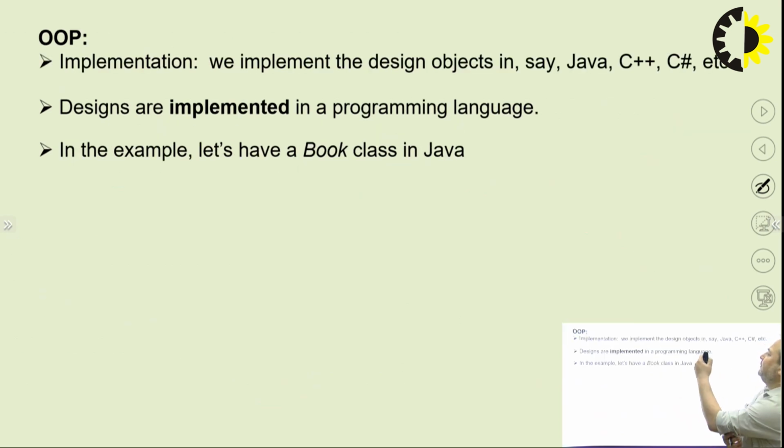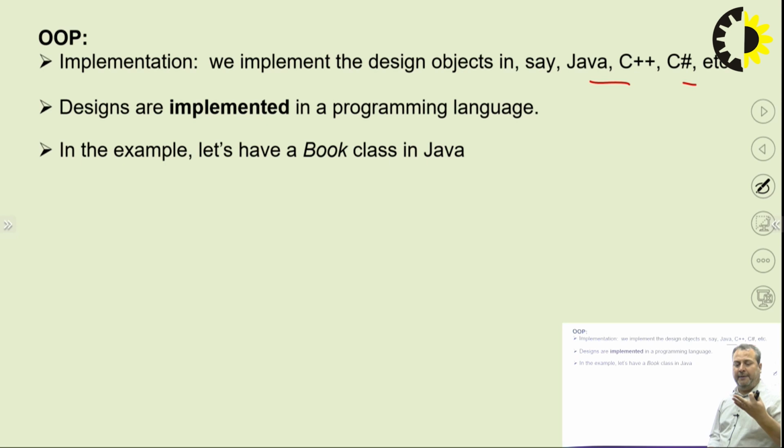And finally object-oriented programming. Programming is just implementing, writing the code in some language like C++, Java, etc. Implementation means how we code the design objects in a particular language like Java, C, C++, or any language.